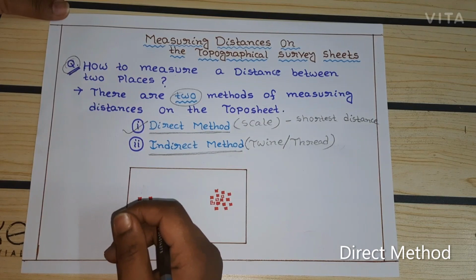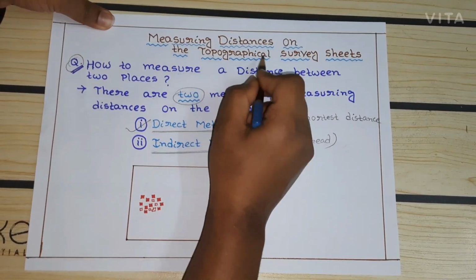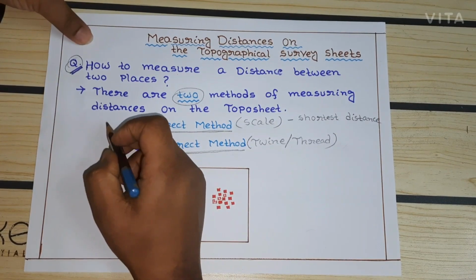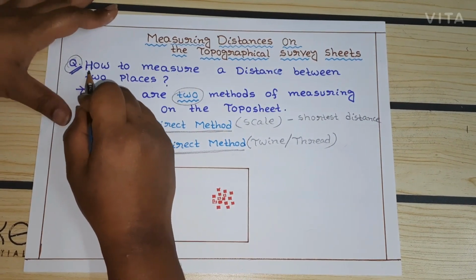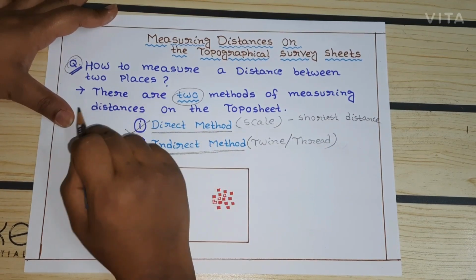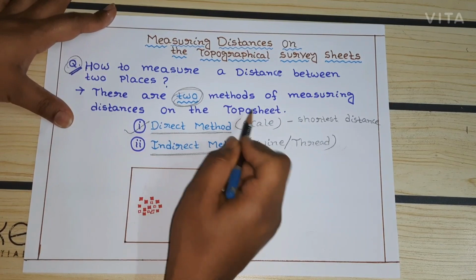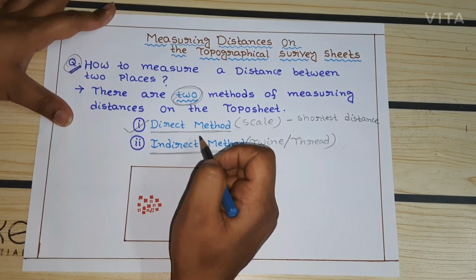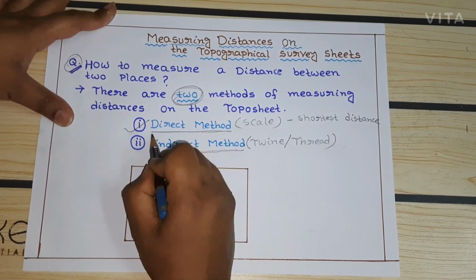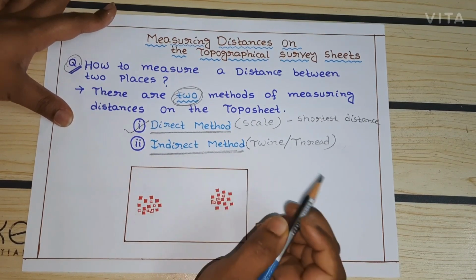Hello, my dear students. Today I will be talking about measuring distances on the topographical survey sheet. So, as you can see, I have written a question here: how to measure a distance between two places. Basically, there are two methods of measuring distances on the topo sheet or on the topographical survey sheet. Number one is direct method, number two is indirect method.